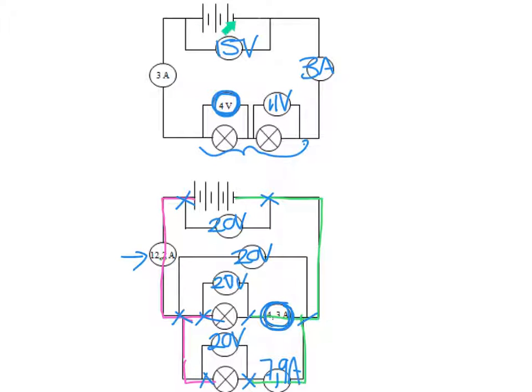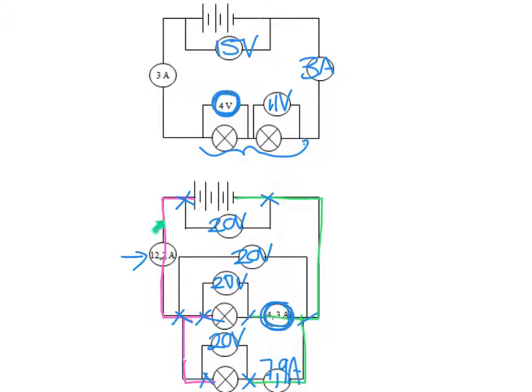Here we've got 1, 2, 3 cells in series, so I add them up. 1, 2, 3 is 15 volts. The current is the same at all points in a series circuit. 4 volts are used by this particular light bulb. That leaves 11 volts to be used by this light bulb. We add those 2 potential differences when we are in series.